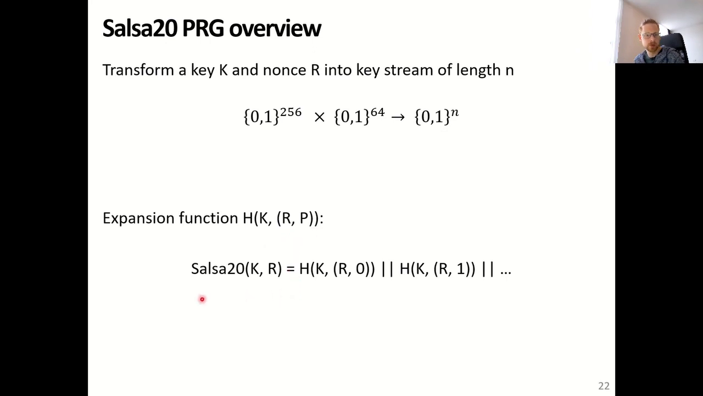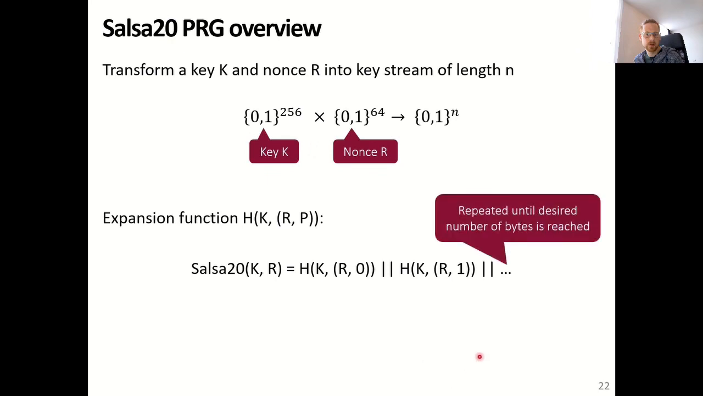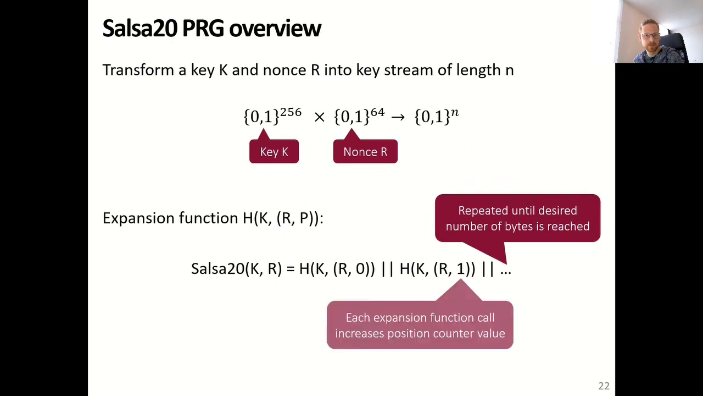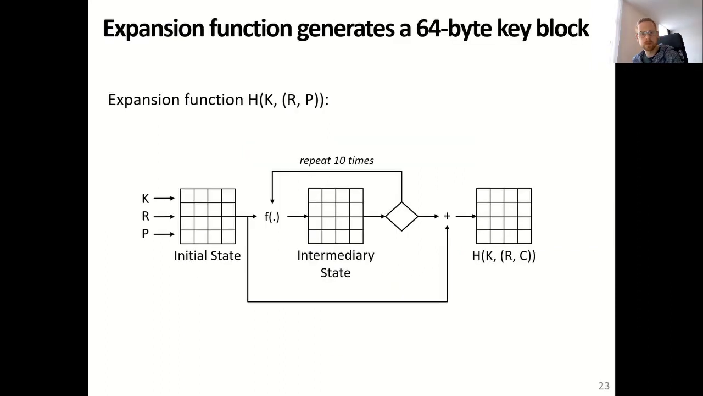So how do we create this pseudo-random key stream? Well, we just execute the function h over and over with the same key and nonce, but with a different counter, and we put these together until the desired length is reached. So the counter is increased every time the function is called. And each time the expansion function h is executed, it generates a single 64-byte key block.